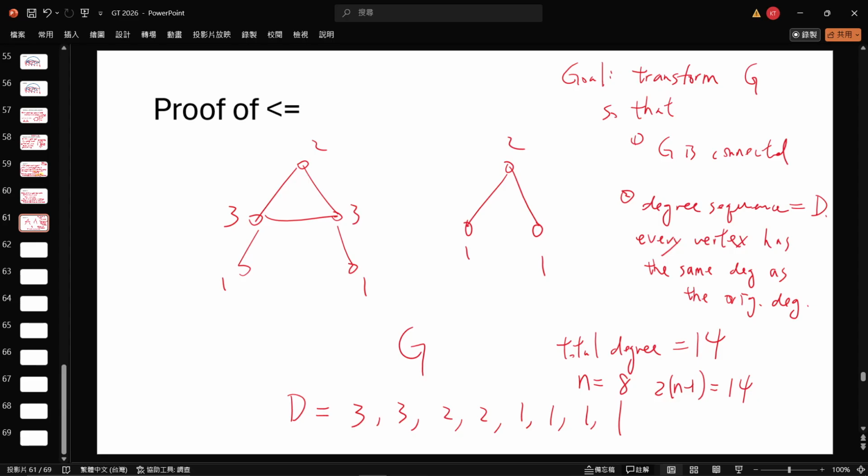So actually, for this transformation, we will not change the degree of any vertex. Originally this one has degree 2, so after we transform it, it still has degree 2. This one, after we transform it, the degree is still 3. So how to change it? It should not be too hard. Of course, I need a systematic method rather than something ad hoc, because to some extent I want to turn this into a proof.